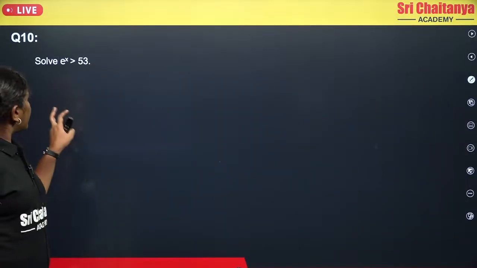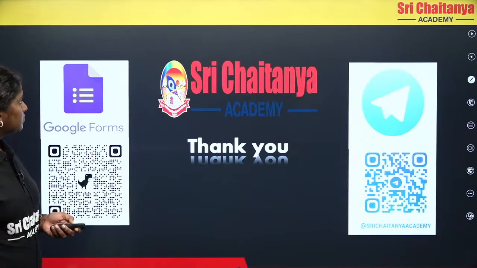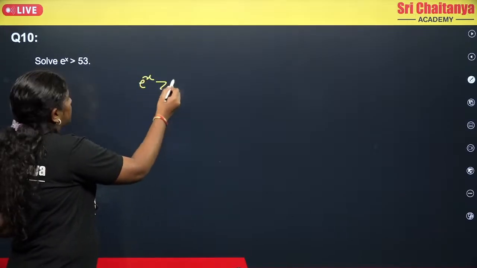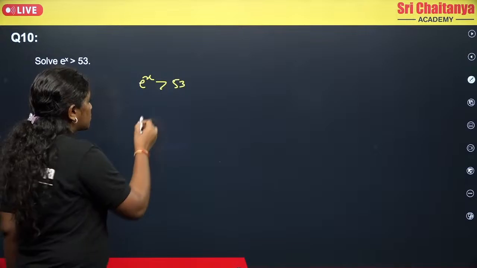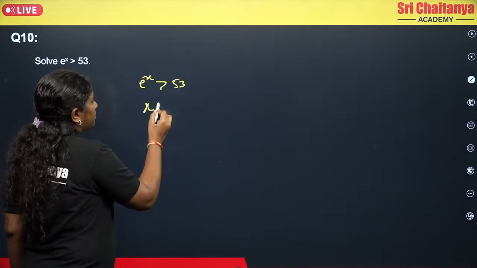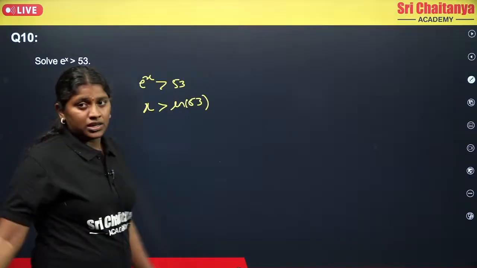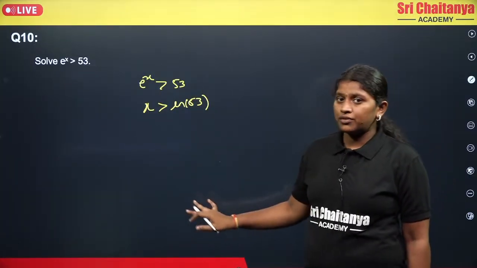Solve e to the power x greater than 53. It's very simple, so I think you can solve it, right? If you take e to the power x greater than 53, just apply your ln on both the sides, so that x will be greater than ln of 53. It's a very simple question. Just by applying ln, you will get the solution of x.